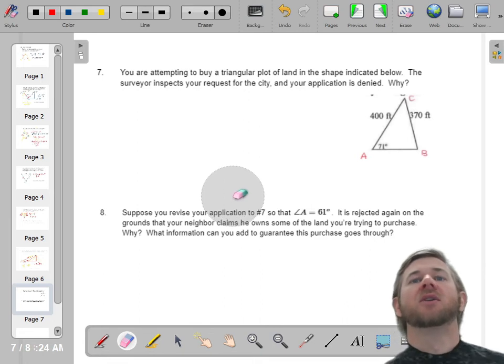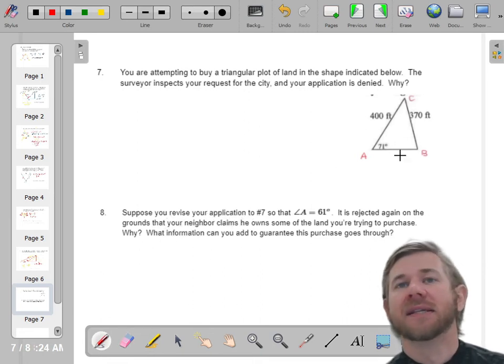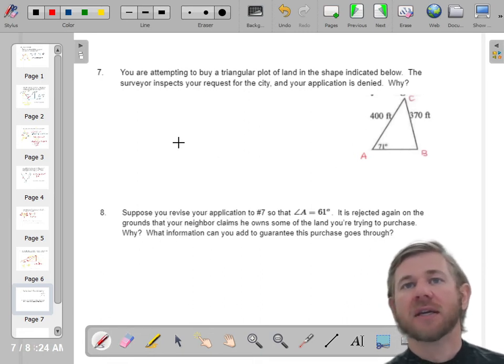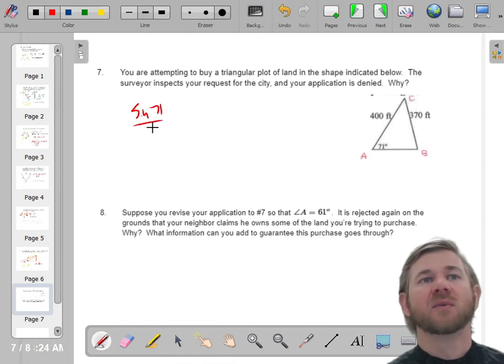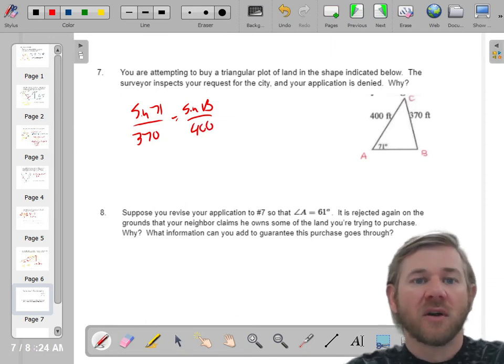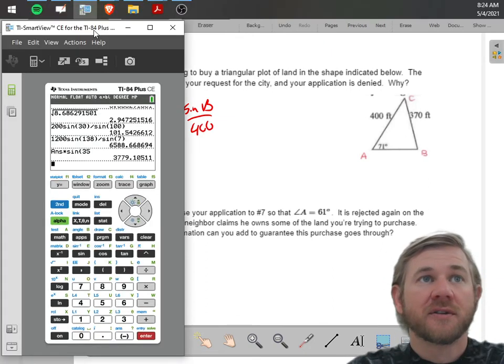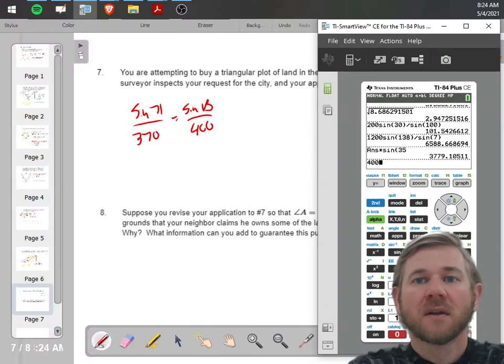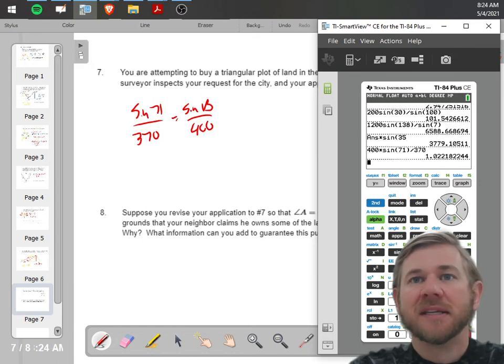So we're gonna try and figure out what this missing angle would be. So let's solve for angle B. So we'll say the sine of 71 over 370 is the sine of B over 400. And now we'll multiply both sides by 400. So this is 400 times the sine of 71 divided by 370. This is the sine of B.